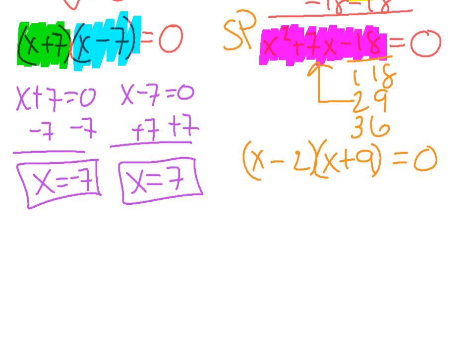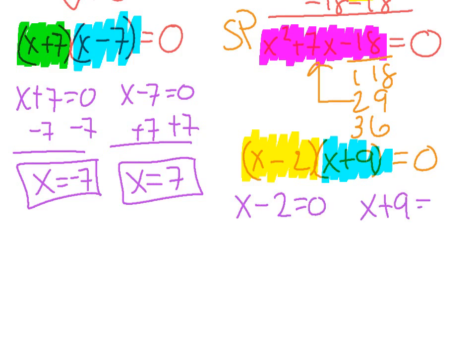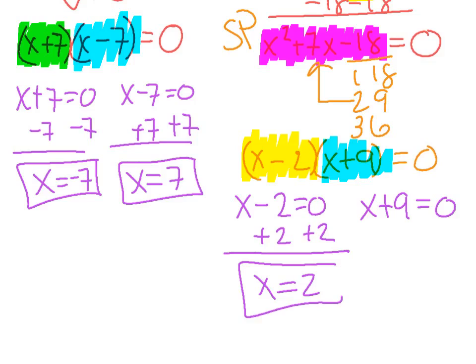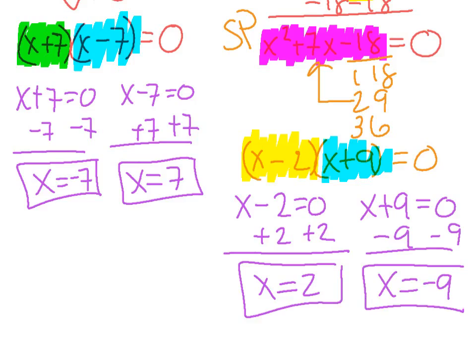Now that I have two factors, my first one being x minus 2, and my second one being x plus 9, I need to set both of these equal to 0. So I have x minus 2 equals 0, and x plus 9 equals 0. To solve it, I add 2 for this one, so x equals 2. And then for my last equation, I have to subtract 9, so I have x equals negative 9. So my two solutions are x equals 2 and x equals negative 9.